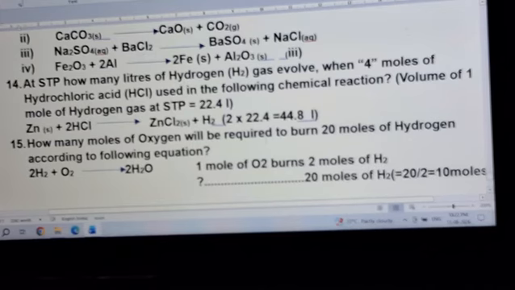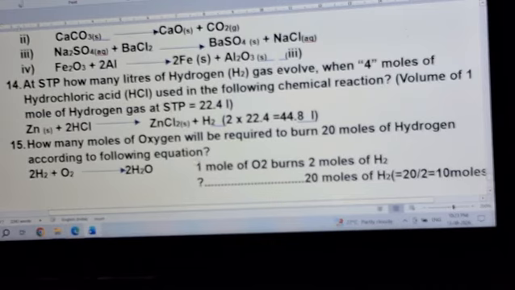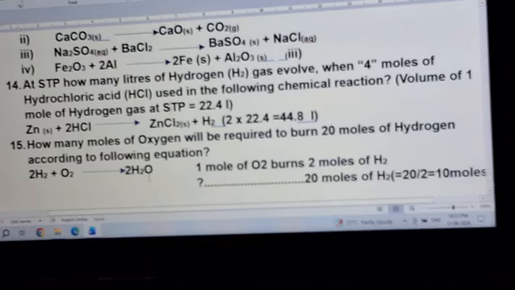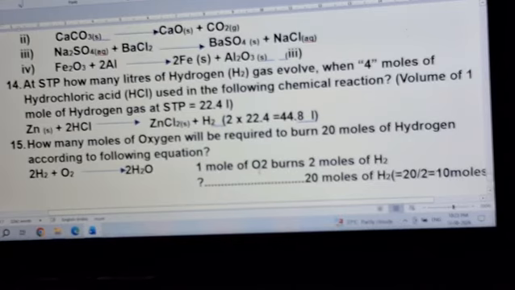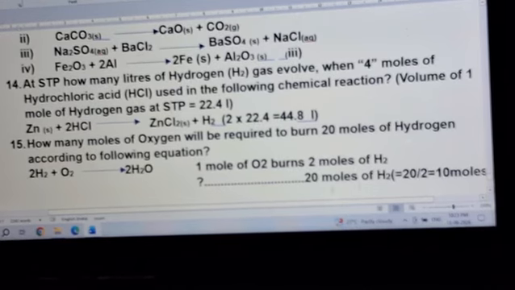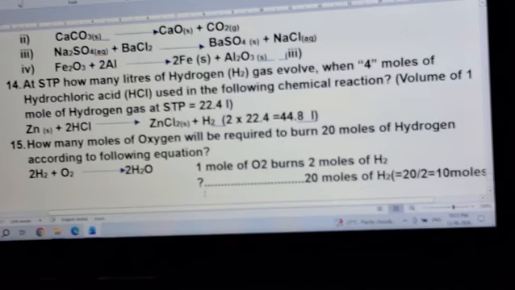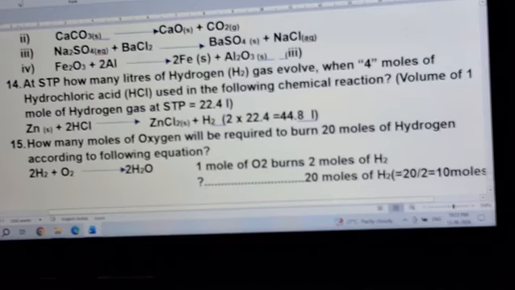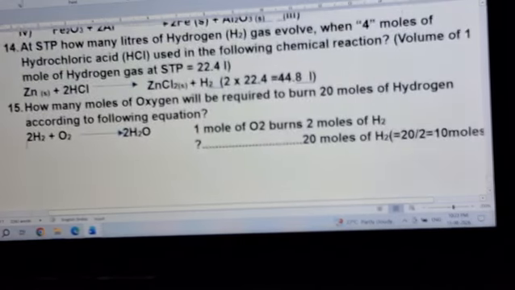How many moles of oxygen will be required to burn 20 moles of hydrogen according to the following equation? See, 2H2 + O2 is giving 2H2O. So here the equation is 1 mole of oxygen burns 2 moles of hydrogen in this balanced equation. Now, how many moles of oxygen are needed for 20 moles of hydrogen? 20 by 2, that is 10 moles, is the answer, children.